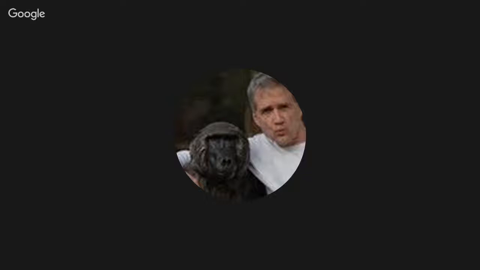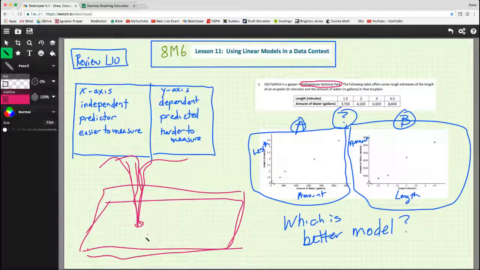But sometimes the geyser erupts longer, and sometimes it erupts shorter as this water shoots out of the ground. And so they took this data, and they found that after 1.5 minutes, one time it shot 3,700 gallons of water. They measured all the water. Then it went for 2 minutes, and then it shot more water. After 3 minutes, it shot more, and after 4.5, it shot even more water. So the question is, is this a linear model?